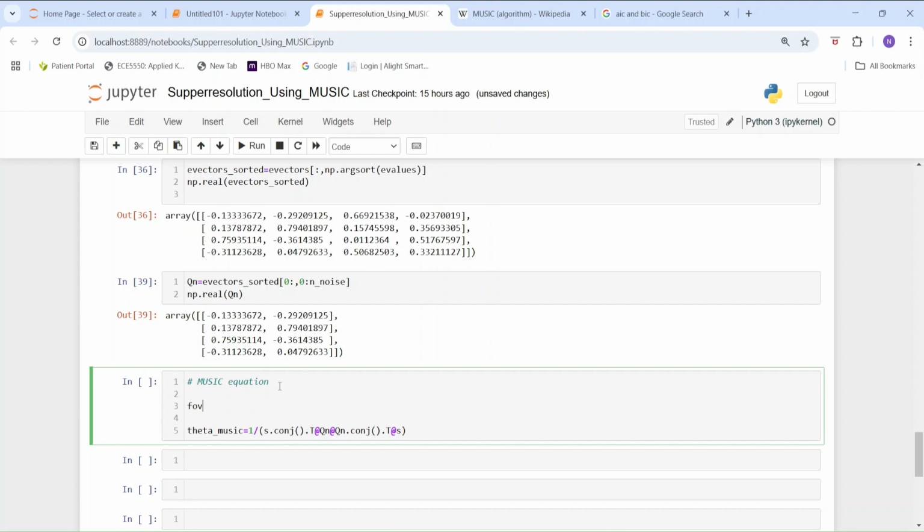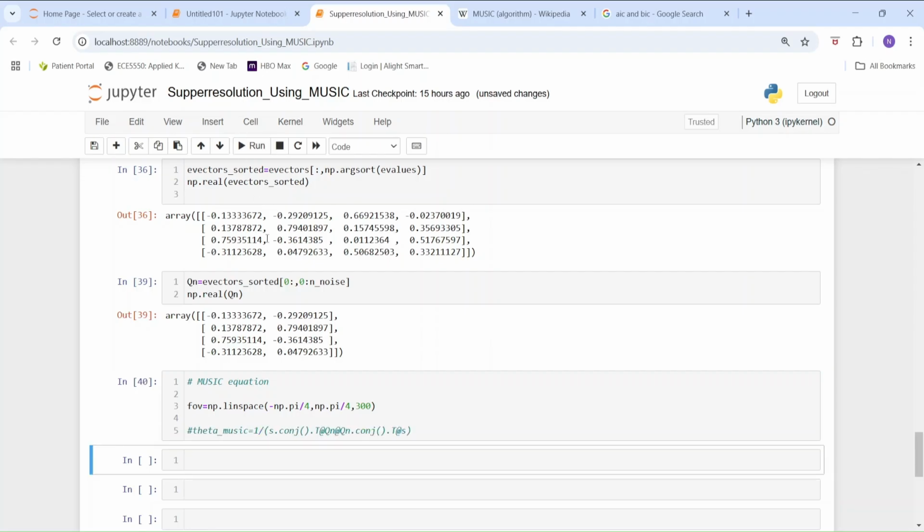So let's say what are the angles, because the MUSIC algorithm doesn't know the answer yet, right? So we have to define some angles where we are going to scan through. Okay, so let's say np.linspace, and then minus np.pi divided by 4, so from minus 45 degrees to plus 45 degrees, and let's say we are going to take 300 points. Okay, I'm just going to silent this line and run this and look into the angles we are going to go through. Okay, but this is in radians, right?